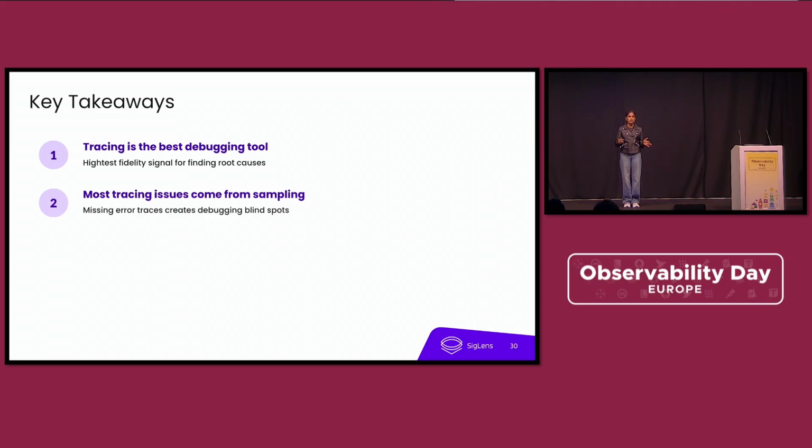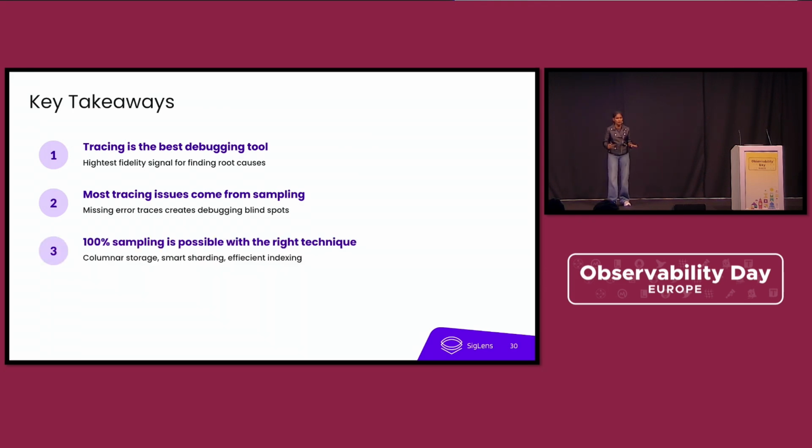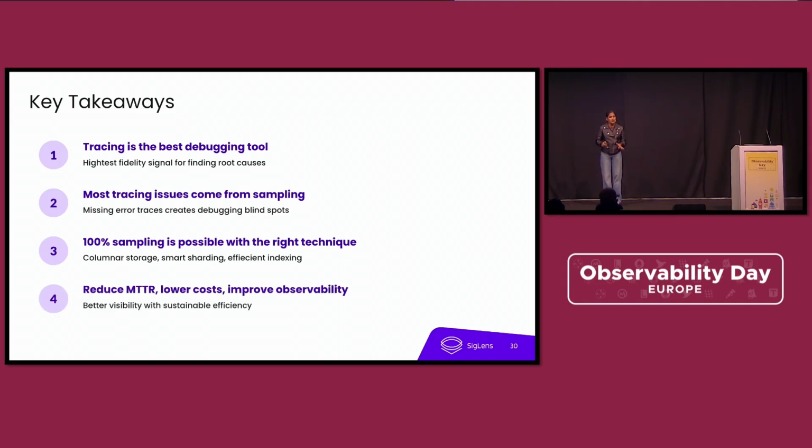Next, most of the problems come from sampling, because we have a huge amount of data and we try to do sampling, which creates blind spots and a debugging nightmare. But the good thing is we have a solution. We can achieve 100% sampling with the right techniques like columnar storage, smart sharding, and efficient indexing. Fourth, this doesn't only help in debugging, but it also reduces the mean time to resolution, lowers your storage cost, and improves the query efficiency, and it provides you better observability into the system.